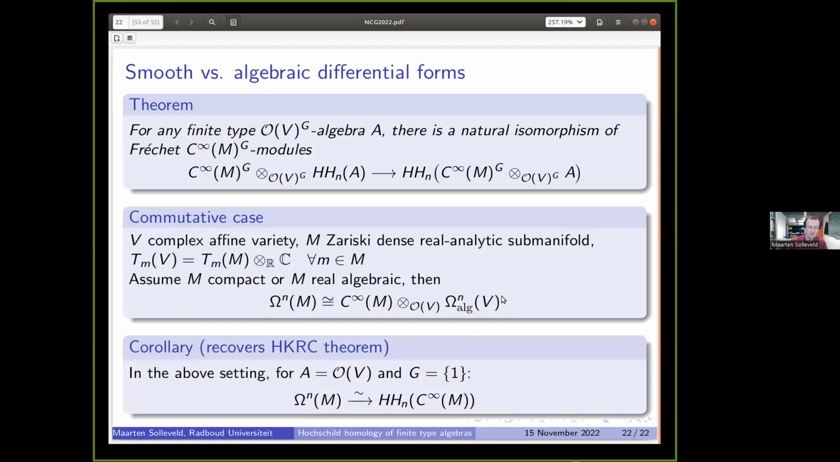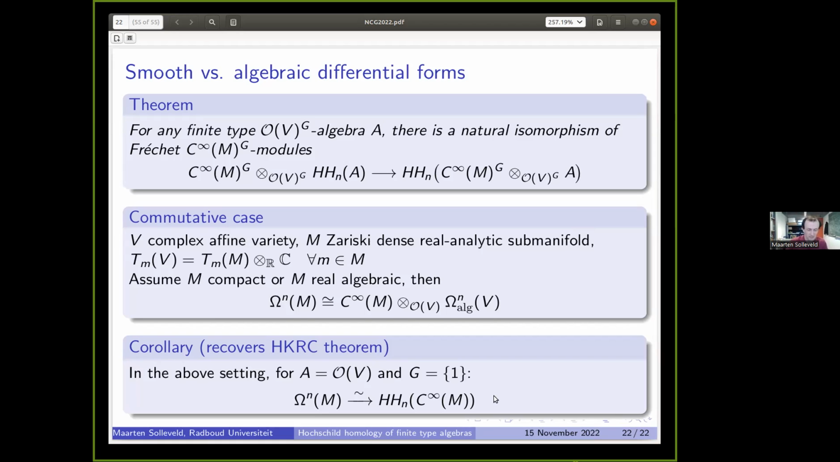Then you can apply the previous results to this algebra O of V. You forget about the group G, and then you recover from this theorem, on the right-hand side, O of V tensored over O of V with C infinity M. That's just C infinity M. So you get HH n of C infinity M. And on the left-hand side, you get exactly this expression here, so you get the n forms on your smooth manifold M. So you get an isomorphism between n forms on the smooth manifold and Hochschild homology of the smooth functions on the manifold. So we recover what we knew already long ago, of course.